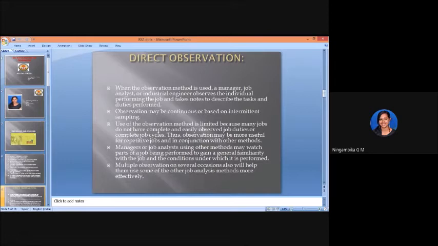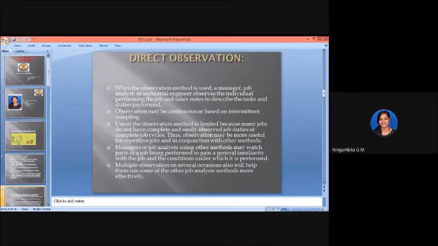Observation may be more useful for repetitive jobs and in conjunction with other methods. It is more useful for repetitive jobs, either for lower level employees or for middle level employees. This is very suitable. Managers or job analysts using other methods may watch parts of a job being performed to gain a general familiarity. They will come and observe what type of work they are doing and what specific process they are following. Multiple observations on several occasions will also help them use some of the other job analysis methods.